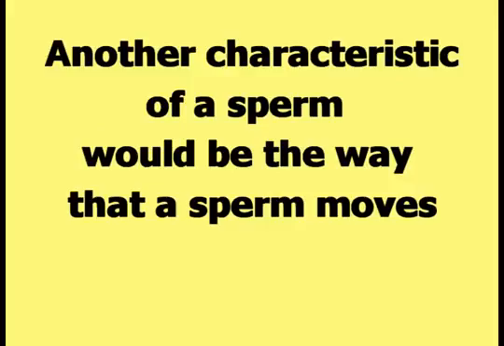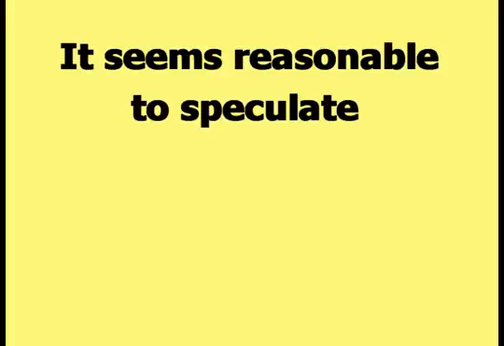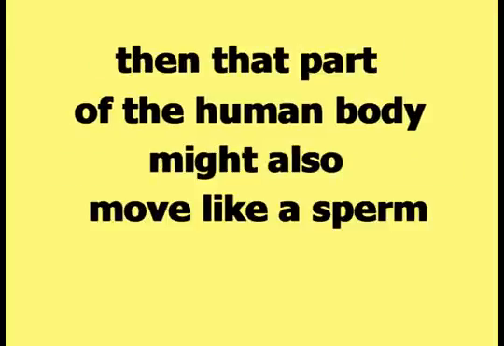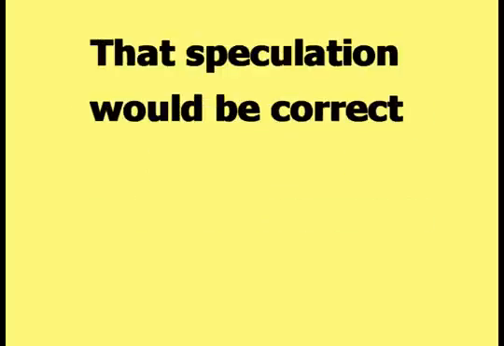Another characteristic of a sperm would be the way that a sperm moves. As shown in this animation, a sperm moves with a wave-like motion. It seems reasonable to speculate that if some part of the human body is shaped like a sperm, then that part of the human body might also move like a sperm. That speculation would be correct.